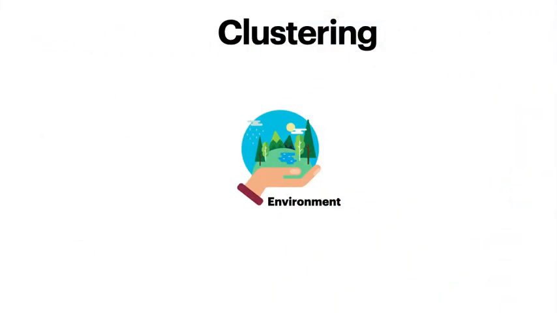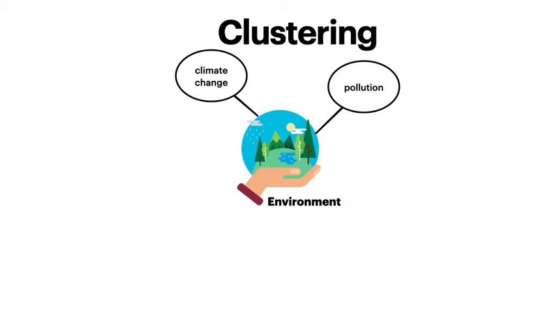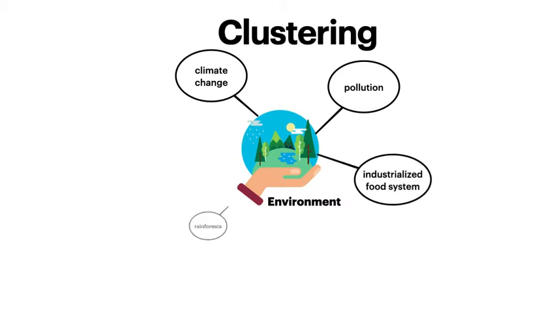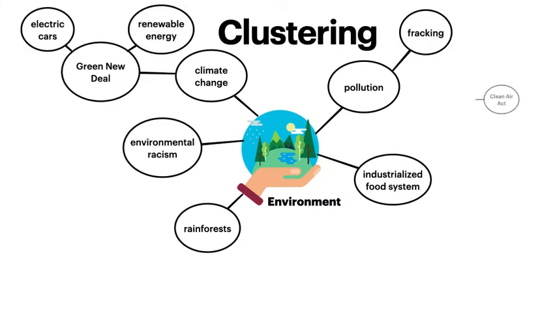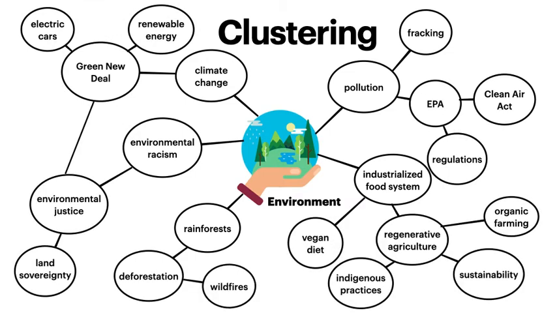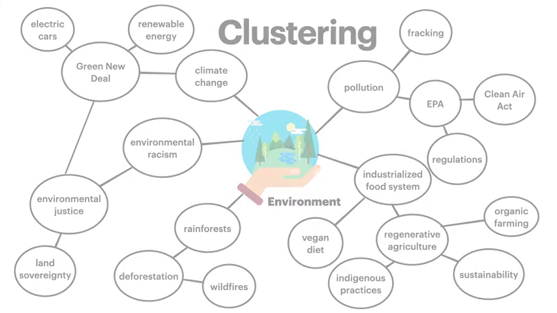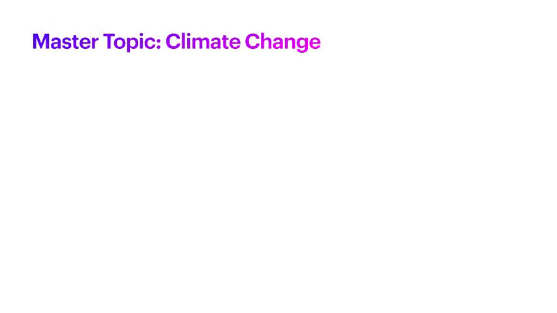Another technique that you can use is called clustering, and this is where you start with that general subject in the middle of a sheet of paper or on your computer screen, and then you think of things that are related to it and just draw bubbles around it. So I did this on the computer to make it pretty, but you can just do this on a scratch sheet of paper and then just keep thinking of ideas and make those connections to each one until you have like this full list or this full cluster of ideas. So I'm going to choose climate change as the master topic.